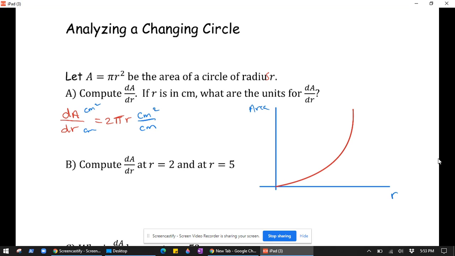Right, so any slope of any tangent line would have units. Let's just say we have a tangent line there. The slope of this line here, assuming the radius is in centimeters and the area would therefore have unit centimeters squared, then we can see a change in y is centimeters squared per centimeter. Okay, so those units make sense.